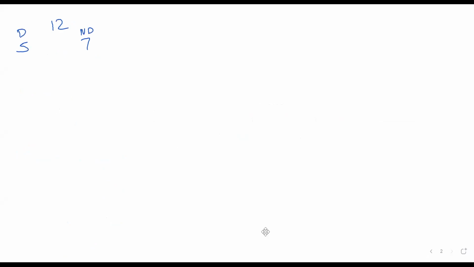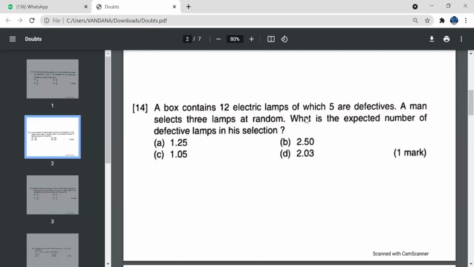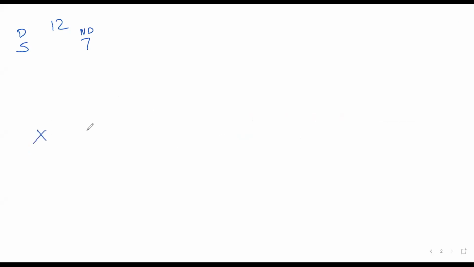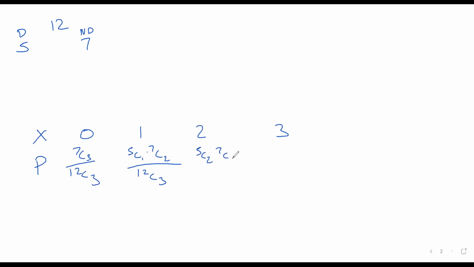Now what have they said? A man selects 3 lamps at random. What is the expected number of defective lamps? 3 lamps at random, so there will be no defective, 1 defective, 2 defective, or 3 defective. Let us have the probabilities. No defective means all 3 are selected from 7, so it is 7C3 upon 12C3. 1 defective: 5C1 into 7C2 upon 12C3. 2 defective: 5C2 into 7C1 upon 12C3. And 3 defective: 5C3 upon 12C3.